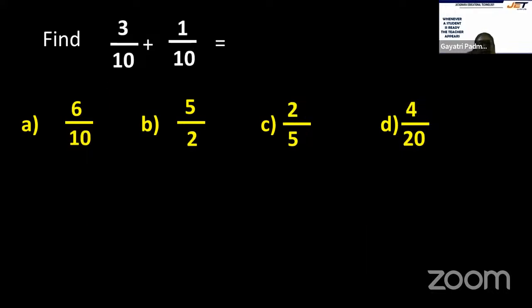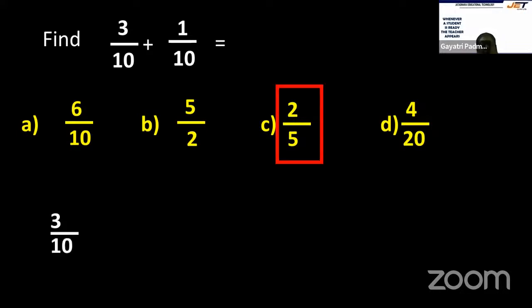See the next sum, you have 3 by 10 plus 1 by 10, whereby you have to choose from the 4 options. Your 30 seconds is already started, students. So quickly do it and find out what could be the possible answer. Is it option A, option B, option C, or option D?